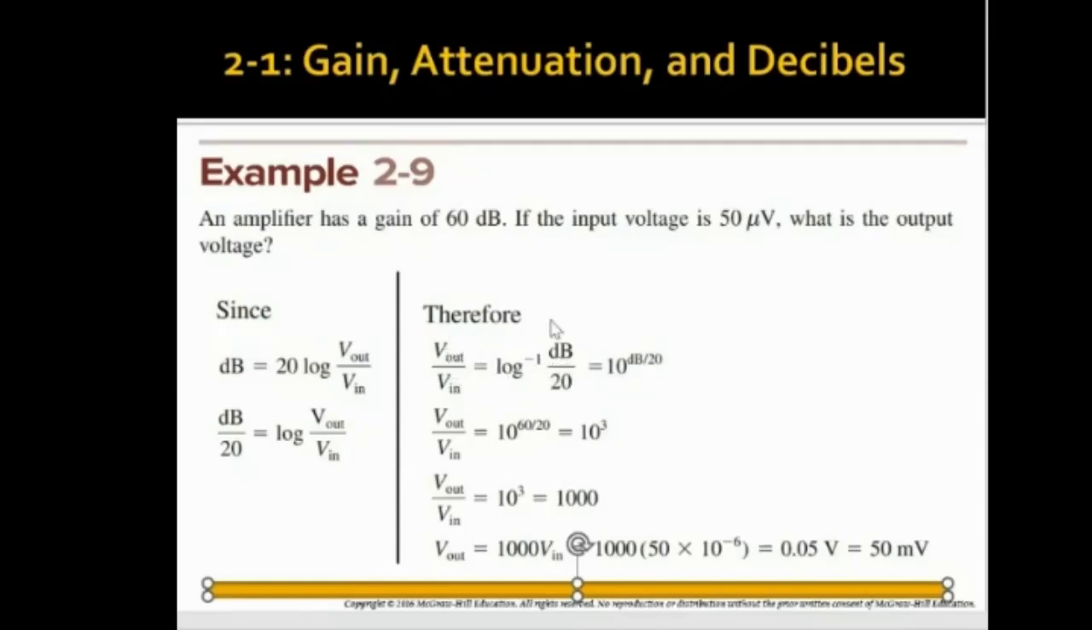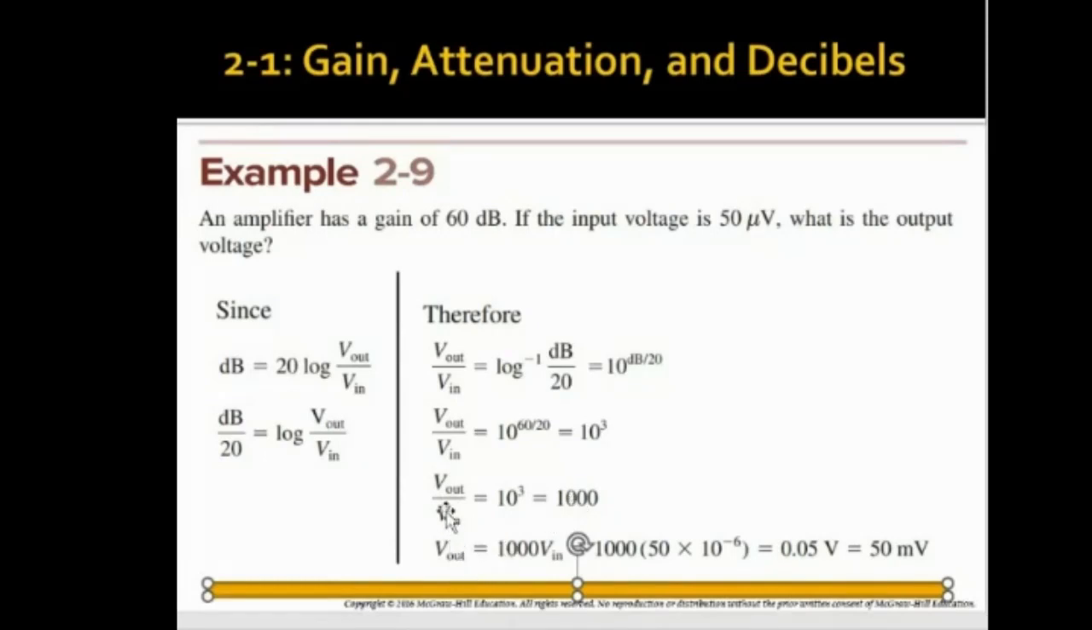As we said in the previous example, V out over V in equals log inverse, or log raised to minus 1, of decibel over 20, which can be represented as 10 to the power of dB over 20. This 10 comes because this log is log base 10. So we have 10 raised to 60 divided by 20, so 10 to the power of 3, which becomes 1000. So V out over V in equals 1000.